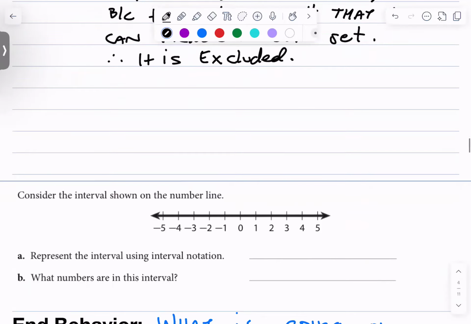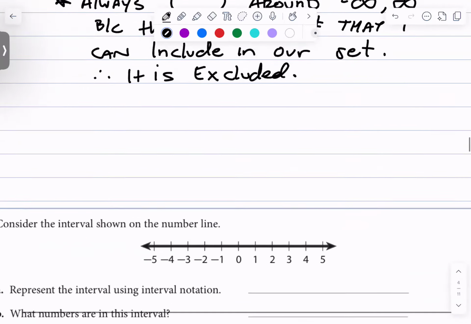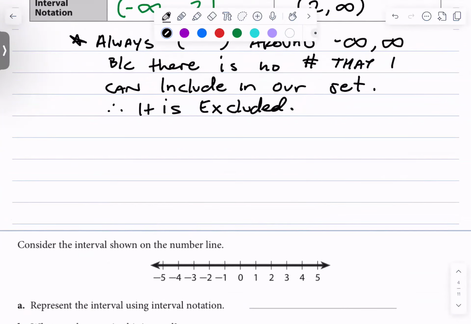So moving on. What about this one? Consider the interval shown on the number line. It's going forever, right? In both directions. So what is the lowest number if we have to use interval notation here? Negative infinity. What's the highest number? Infinity. Questions on that? It's never going to stop in both directions, right? So it's negative infinity, comma, positive infinity.